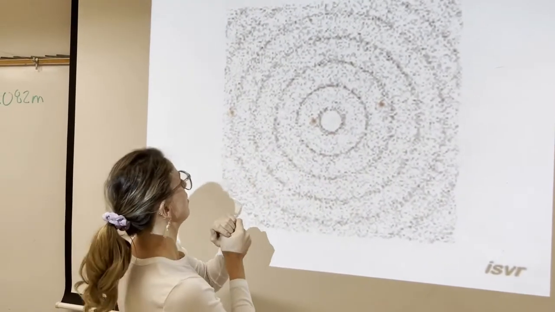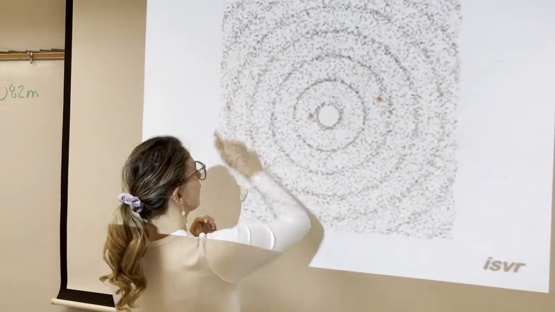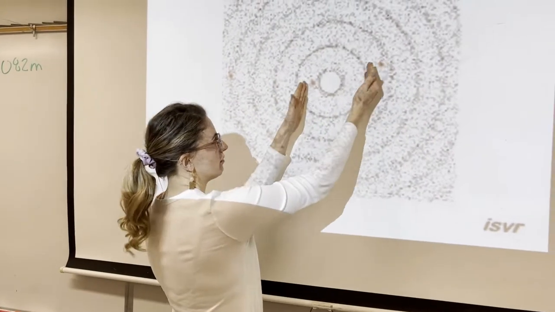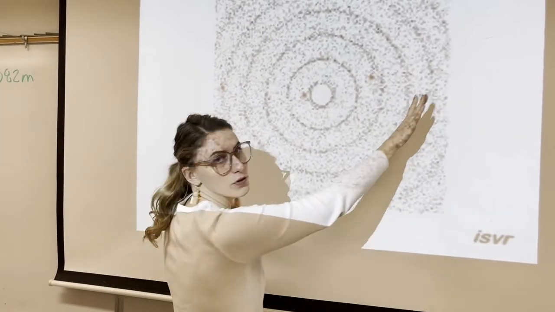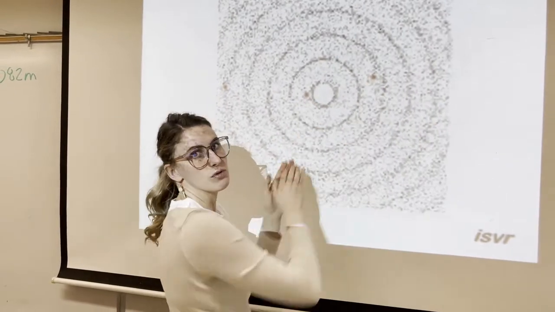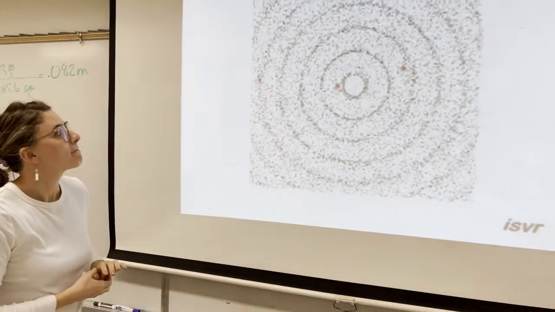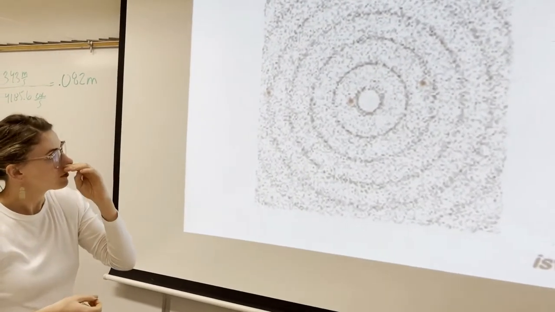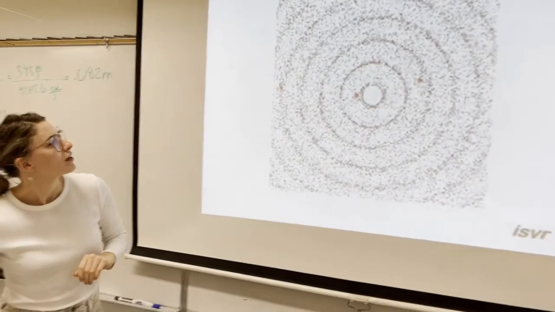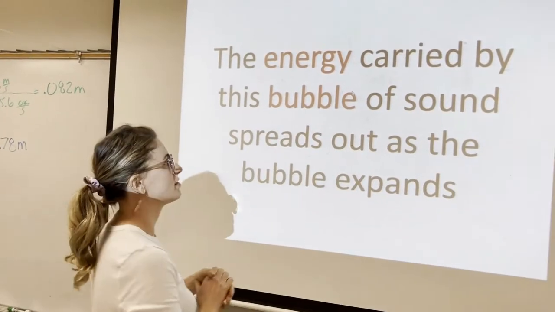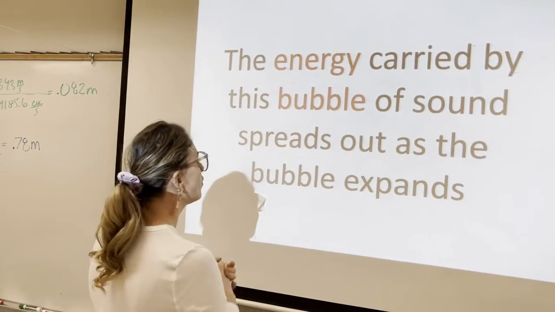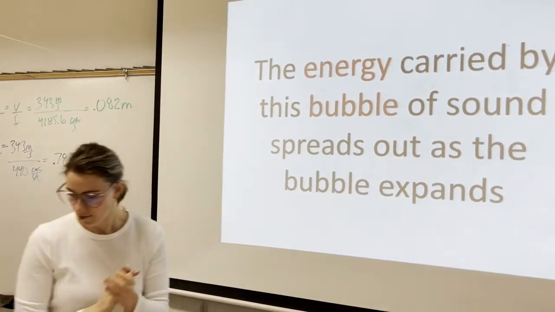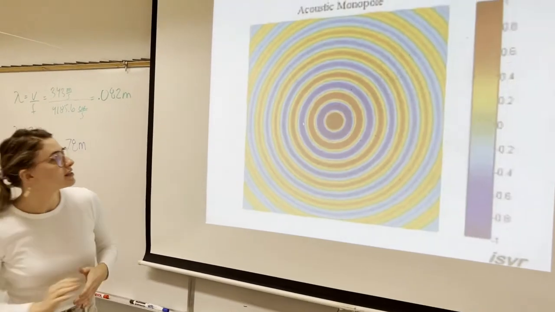I don't know if they did this on purpose, but they've got these red dots here. If you were to watch this live, like in a video, those dots would float back and forth in that spot. They wouldn't move further out. They would just stay in that spot locally. It's not wind blowing. It's not air moving from the source to your ears. It's the pressure disturbance in the air that travels. The energy carried by this bubble of sound spreads out as the bubble expands. And we just saw that: clap our hands, the bubble spreads out and expands.